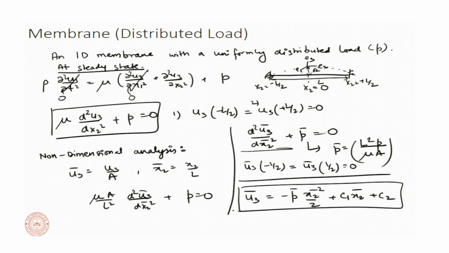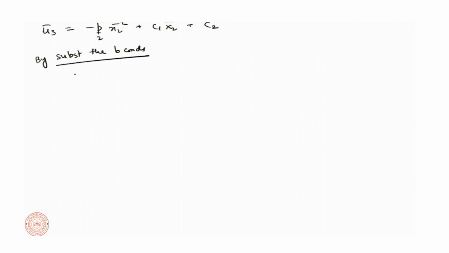Now, we have two integration constants and we have two boundary conditions. So, we can substitute our boundary conditions. Let us write down our equation. U3 bar is equal to minus P bar by 2 x2 bar square plus C1 x2 bar plus C2. Substituting the boundary conditions, we get C1 is equal to 0 and C2 is equal to P bar over 8.